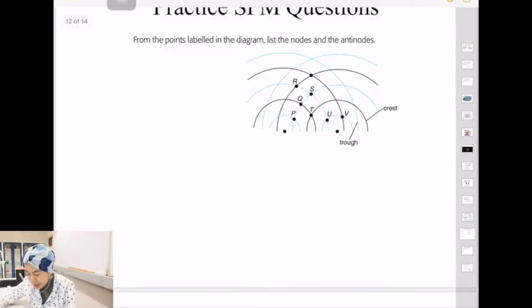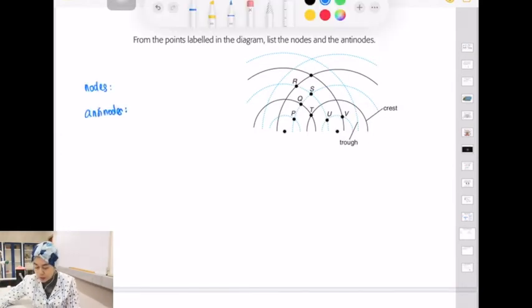Okay, second question, in the diagram, we need to label the nodes and antinodes. Okay, so you can try out the question and come back later for the answer. So remember that nodes is destructive and antinodes is constructive. So over here, we are trying to find the nodes now, which is the constructive. So it will be this, this, this, this, and this. Sorry, constructive will be the antinodes.